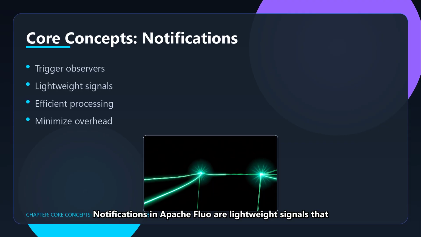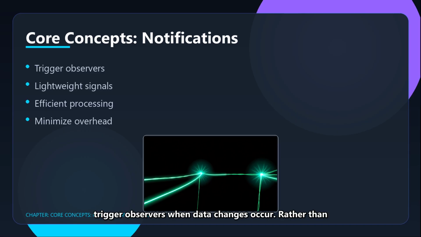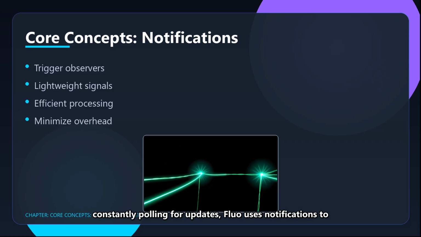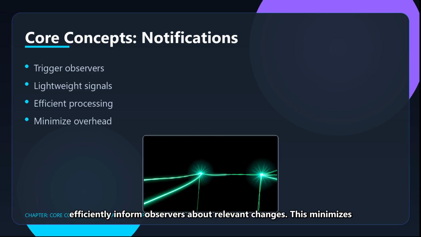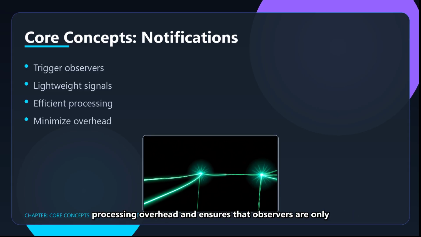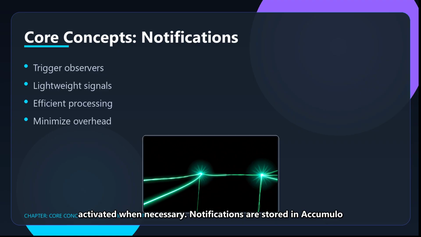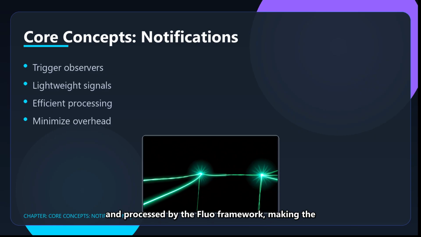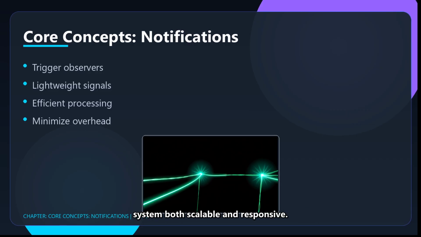Notifications in Apache Fluo are lightweight signals that trigger observers when data changes occur. Rather than constantly polling for updates, Fluo uses notifications to efficiently inform observers about relevant changes. This minimizes processing overhead and ensures that observers are only activated when necessary. Notifications are stored in Cumulo and processed by the Fluo framework, making the system both scalable and responsive.